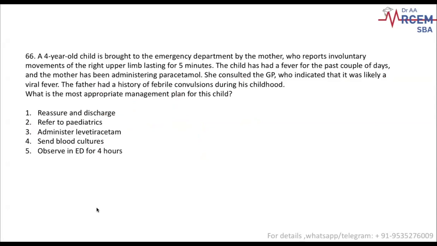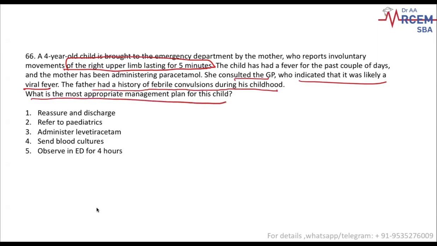A 4-year-old child is brought to the ED by the mother who reports involuntary movements of the right upper limb lasting for 5 minutes. The child has had a fever for a couple of days, and the mother has been administering paracetamol. They have consulted the GP who has indicated that it is likely a viral fever. The father had a history of febrile convulsions during childhood. What is the most appropriate management plan?